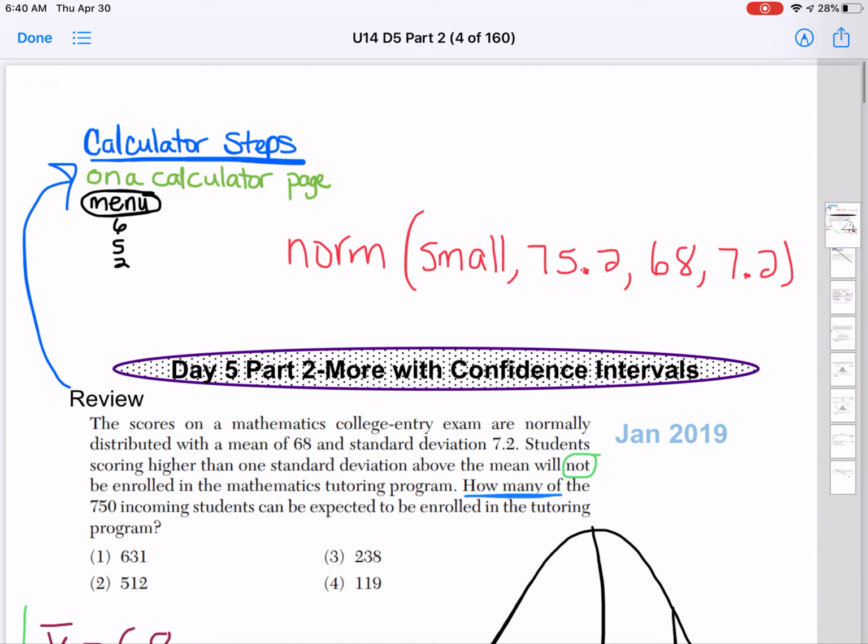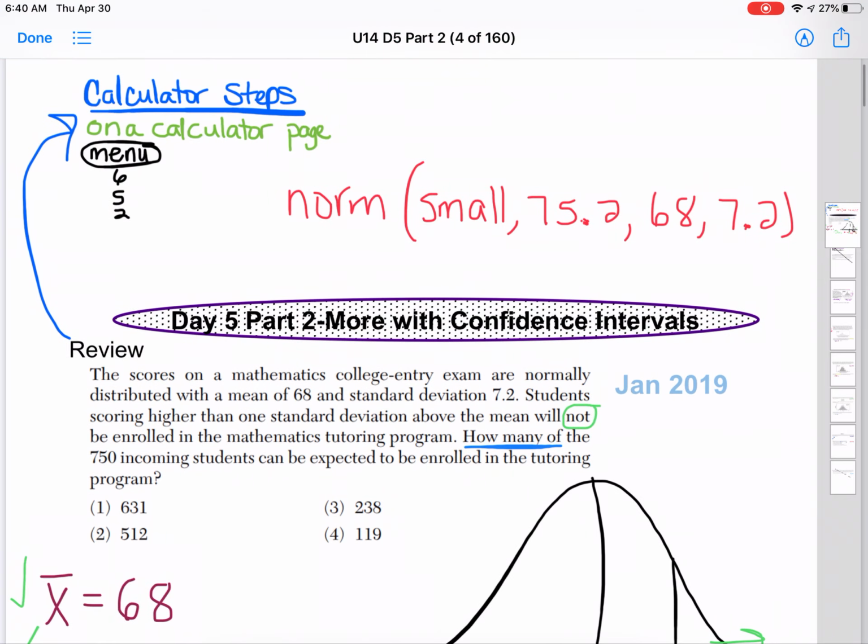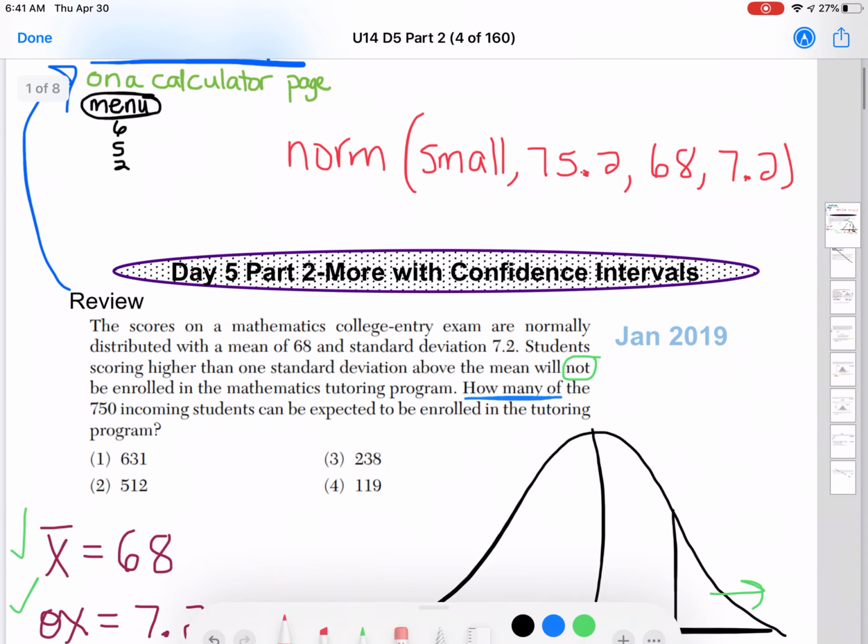So this is just from the other day. So I wrote the calculator steps out for you again. You go to a clean page, you go to menu, 6, 5, 2, and then you're going to pick your normal CDF. That's what choice number 2 will be. And remember, your lower bound is going to be a small number, right? Because I'm going from 75.2 all the way down. So you leave what the calculator has there for the small number, which is that negative 9E number, the scientific notation one. You leave that. You put in your upper of 75.2, you put in your mean, and you put in your 7.2.